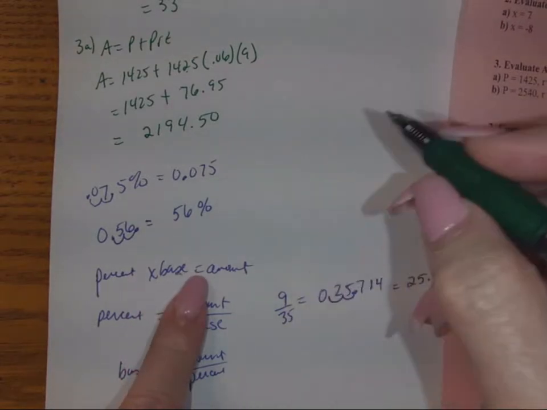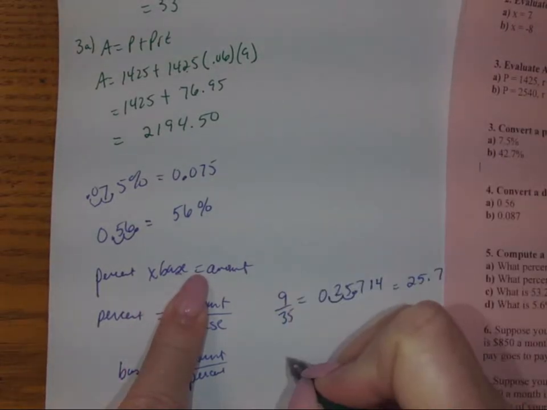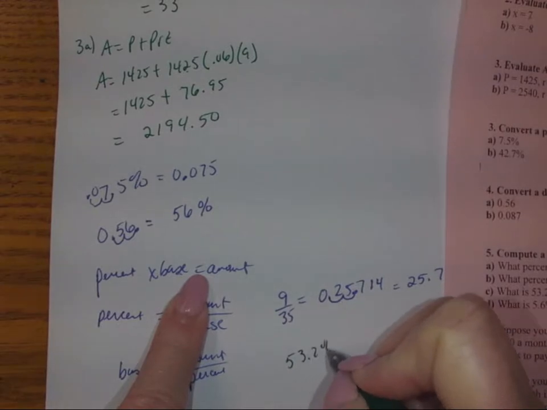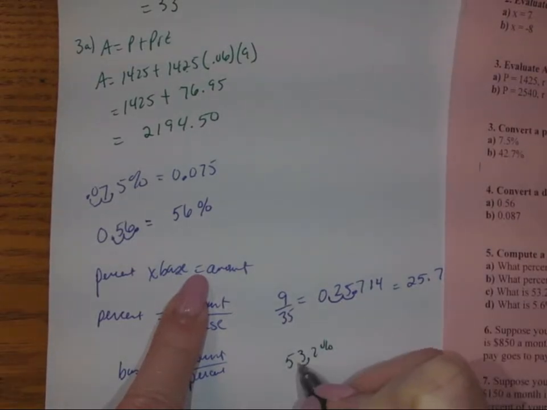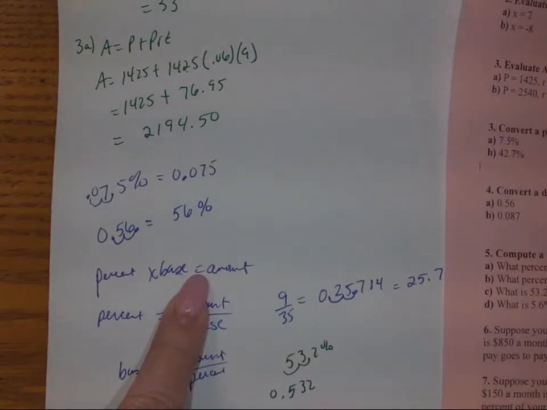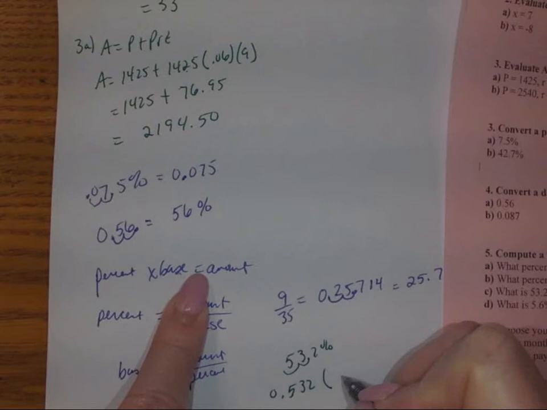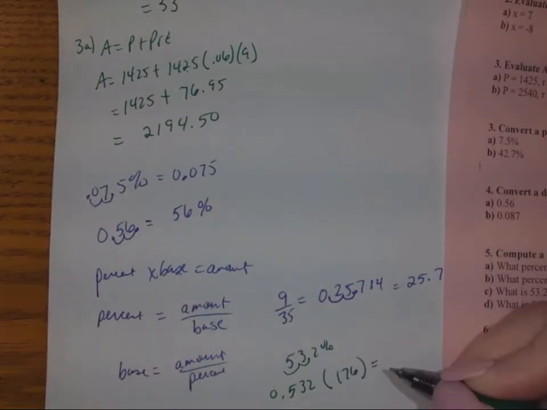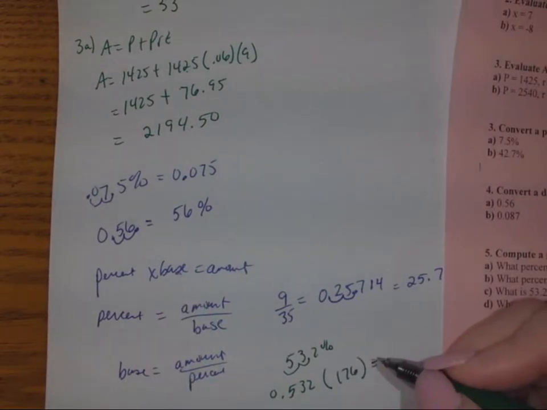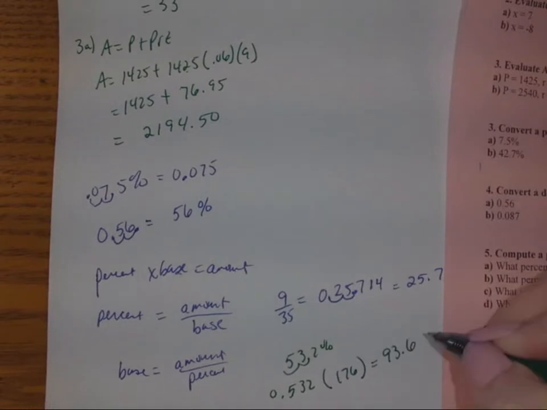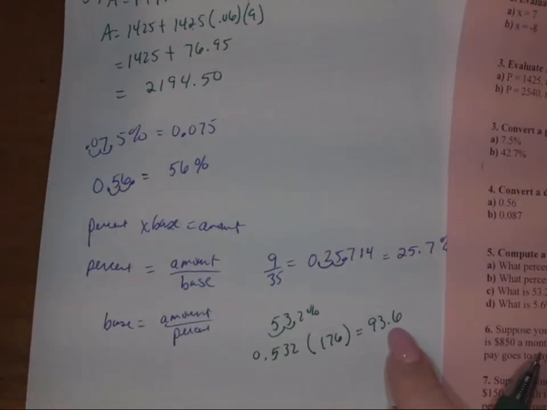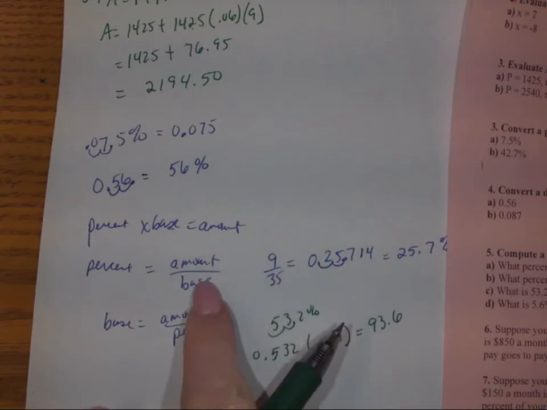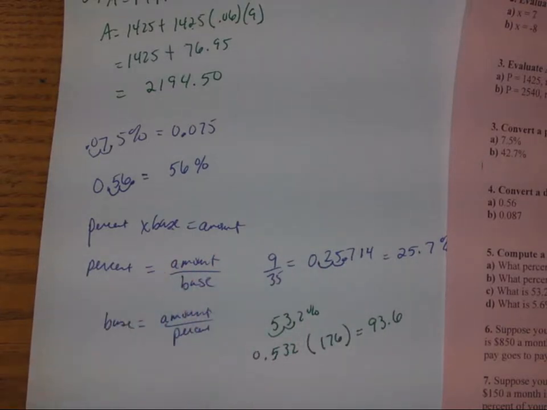So we've got 53.2%. We need to change it to a decimal, so over 2 places, so 0.532. And again, you can put the 0 or not. Times our 176 is going to get you 93.6. And you can check that by taking your 93.6 and divide it by the base. You should get that percentage. So using that formula, you can figure out whichever one you're trying to do.